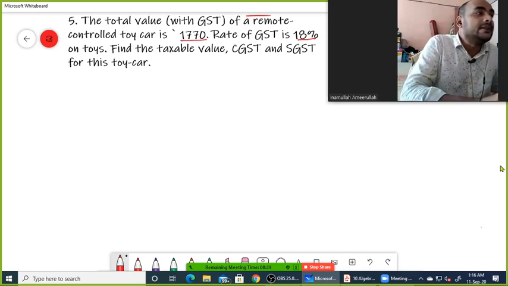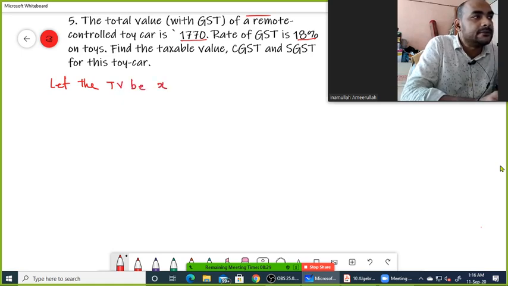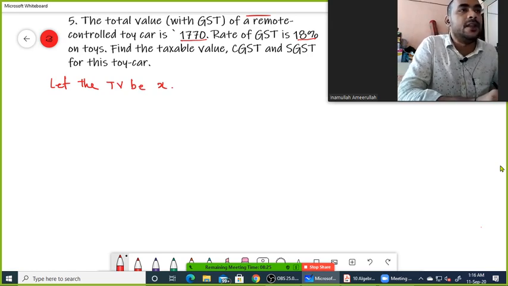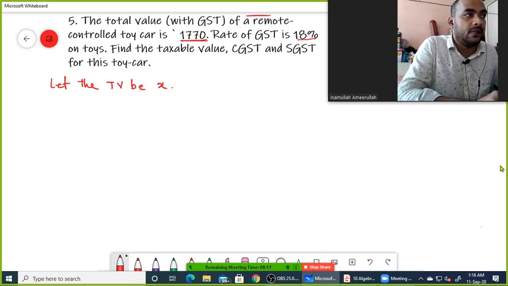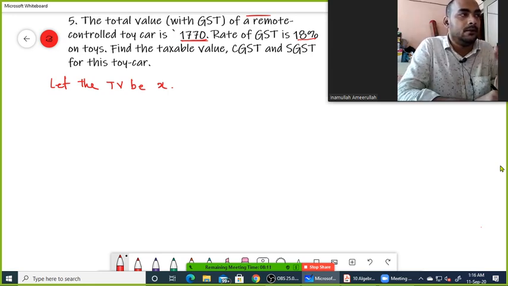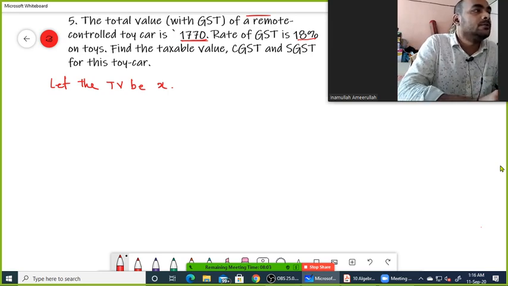So here we can consider, let the taxable value be X. So if taxable value is X, this is the final cost of the toy, which is inclusive of GST also. And we know that the GST was calculated on taxable value. So this way we can find out GST also, and GST is 18%.